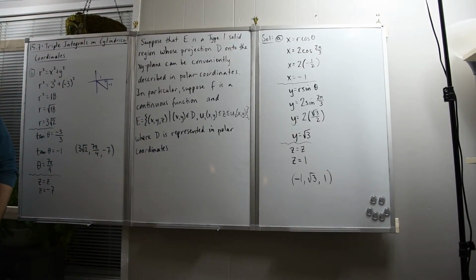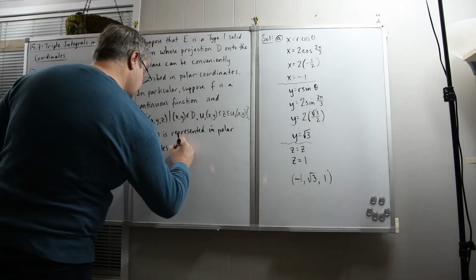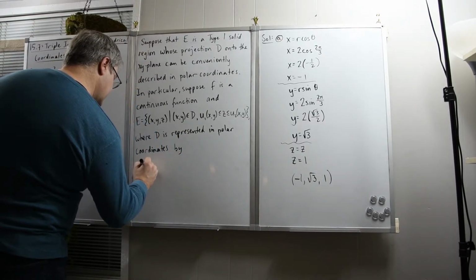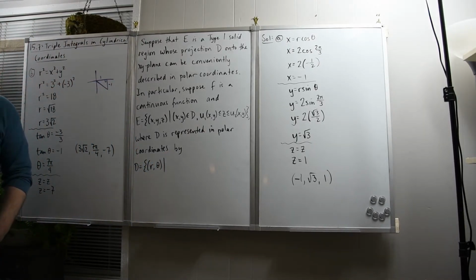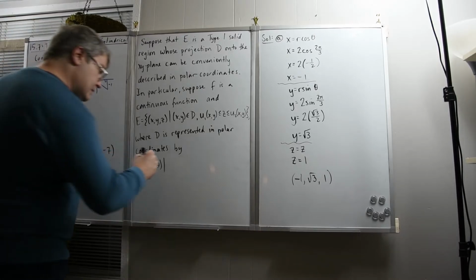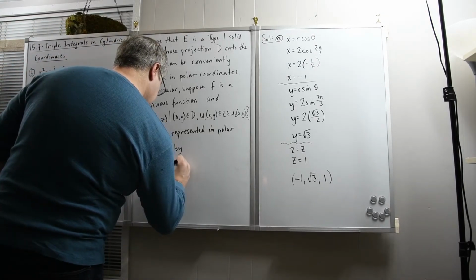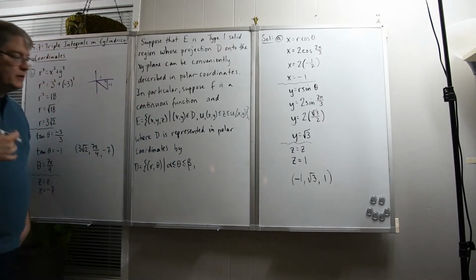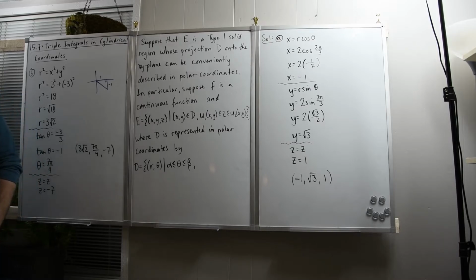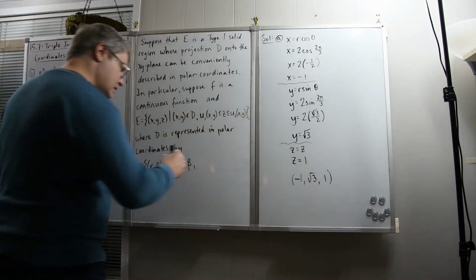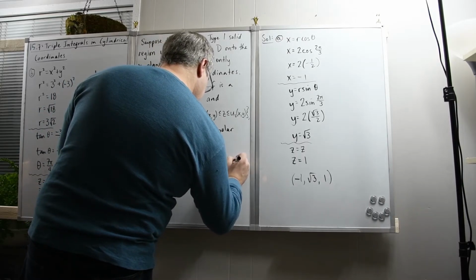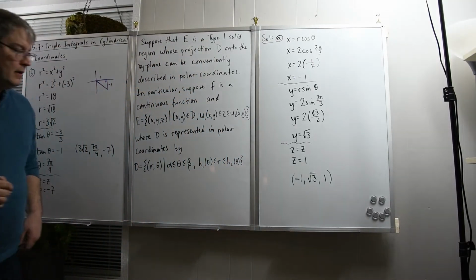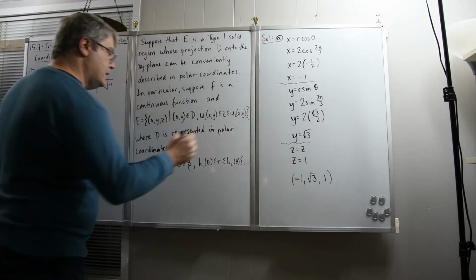Now, D is going to be represented in polar coordinates, though. And the way we're going to do that is we're going to say D is going to be the set of all points r, theta, such that theta is going to be bounded by alpha and beta. So we'll have these constant bounds on theta. And r is going to be bounded by h sub 1 of theta and h sub 2 of theta. Right, so that's going to be our description.